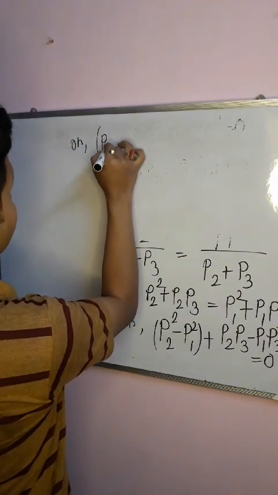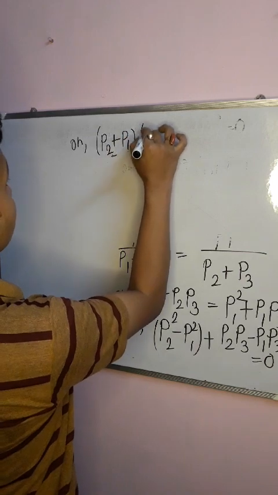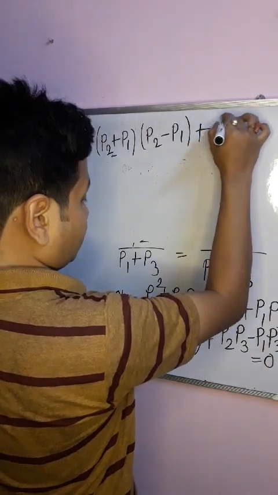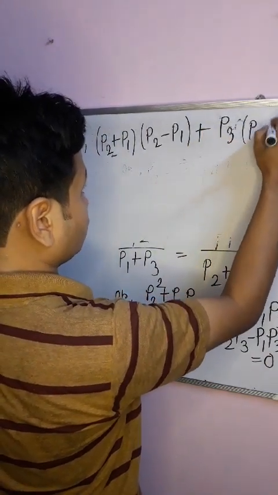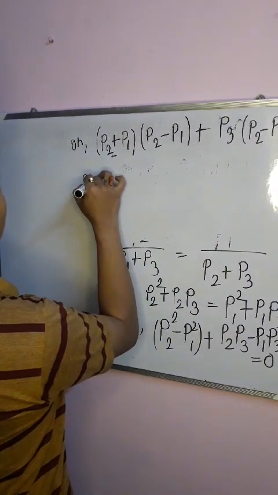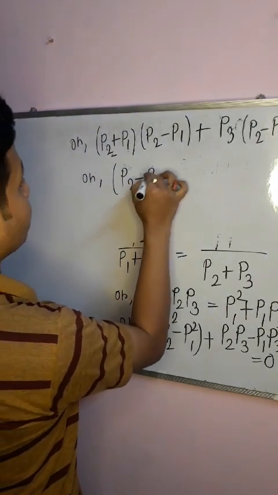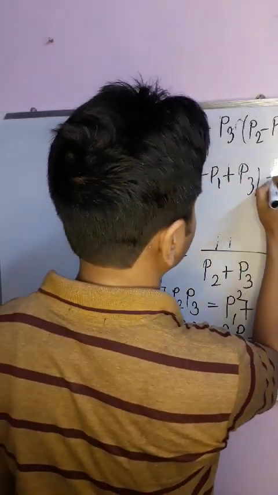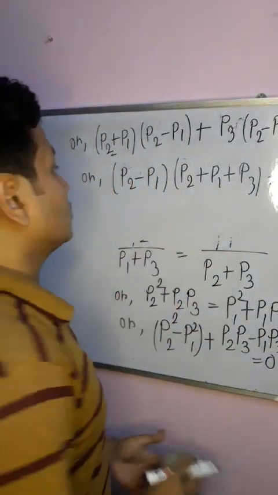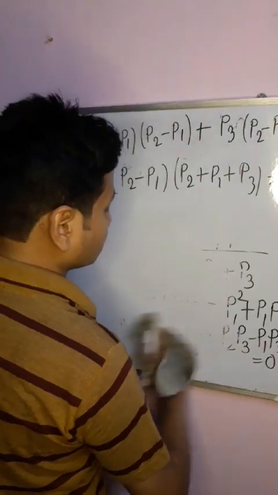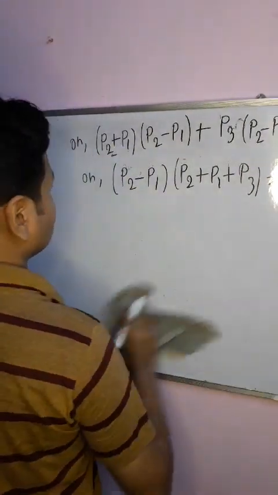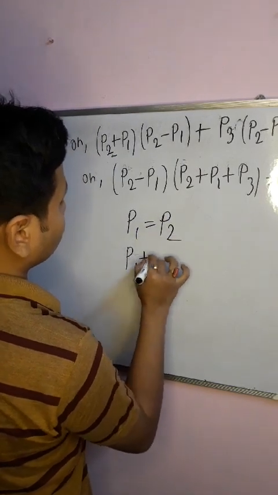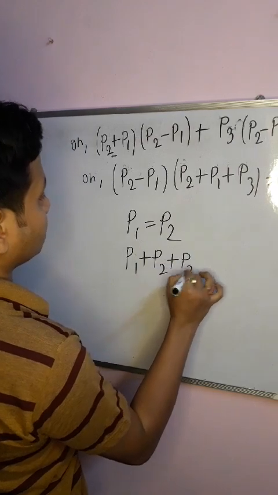So this is (P2 plus P1) into (P2 minus P1), and if we take P3 common, it would be P3 into (P2 minus P1), this equals 0. So this is simply (P2 minus P1) into (P2 plus P1 plus P3) is 0. So these are the required conditions so that the strains along two axes are equal. The condition is either P1 equal to P2 or P1 plus P2 plus P3 is 0.